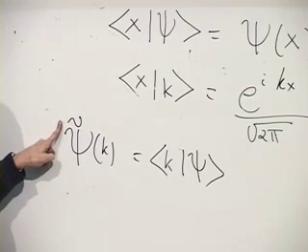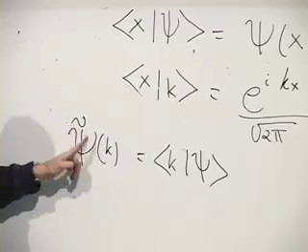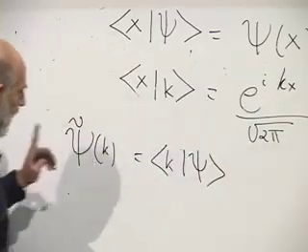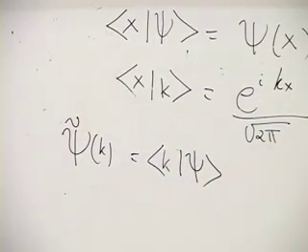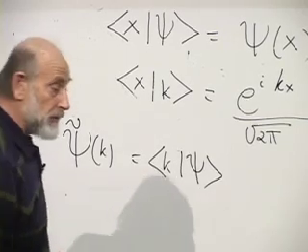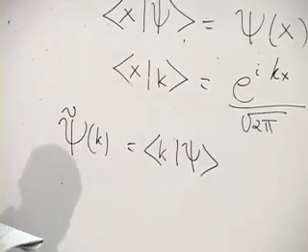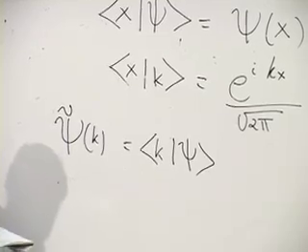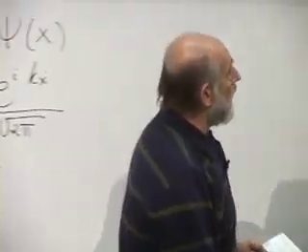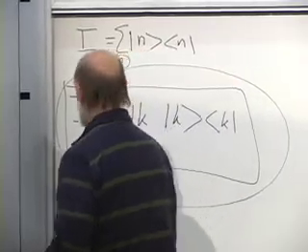I put the twiddle up here to indicate that it's not just psi of x, it's a wave function that depends on momentum, not on position. Its square is the probability that the particle has different momenta, if I were to measure the momentum instead of the position. Okay, let's calculate that. Let's calculate that by using our trick. Where is our trick? Our trick is over here. This is the trick we'll use.